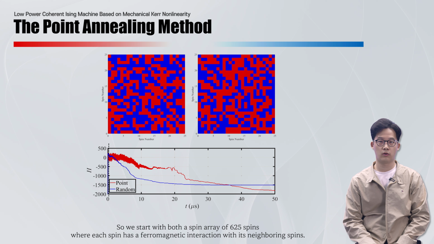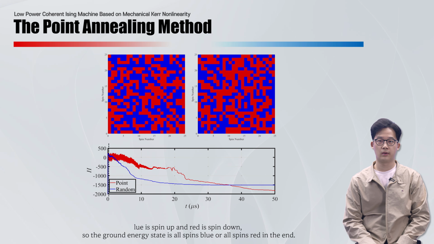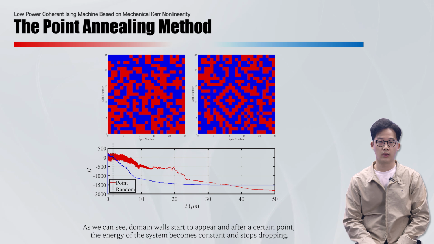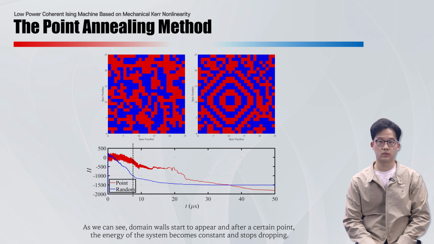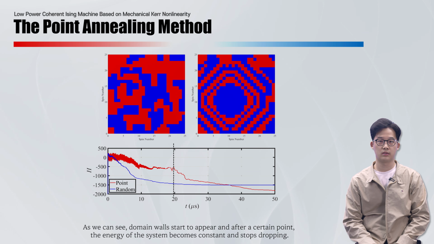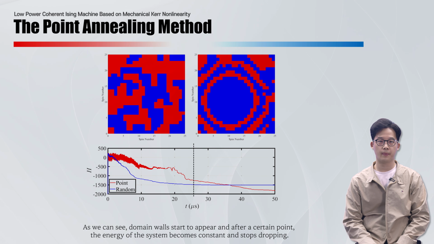So we start with a spin array of 625 spins in a square lattice where each spin has a ferromagnetic interaction with its neighboring spins. Blue is spin up and red is spin down, so the ground energy state is all spins blue or all spins red in the end. Now, both starting from a random configuration driven by noise, the left image shows the spins evolving when simultaneously cooled. As we can see, domain walls start to appear, and after a certain point, the energy of the system becomes constant and stops dropping.